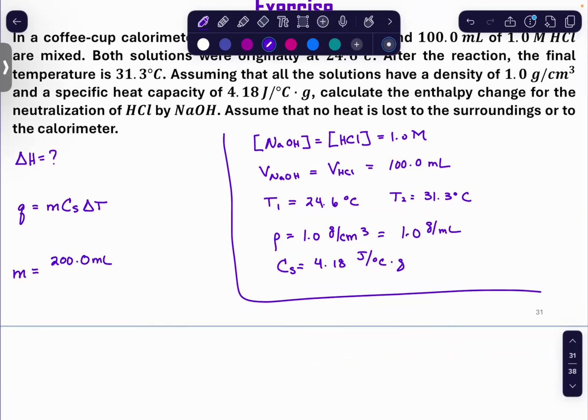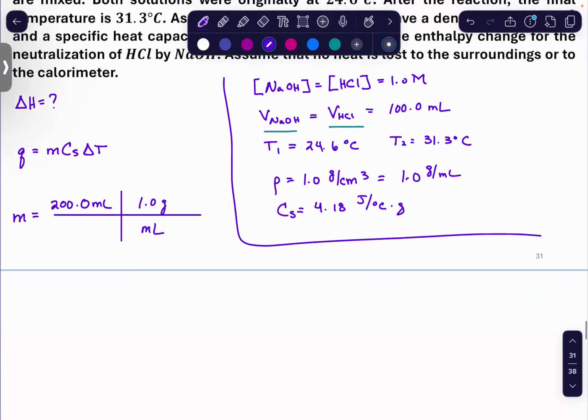Okay, so the mass that we need, 200 milliliters of solution. How did I get that? I have 100 of that, 100 of that. And it's the density of 1 gram per milliliter. This is going to give me 200 grams of my solution.